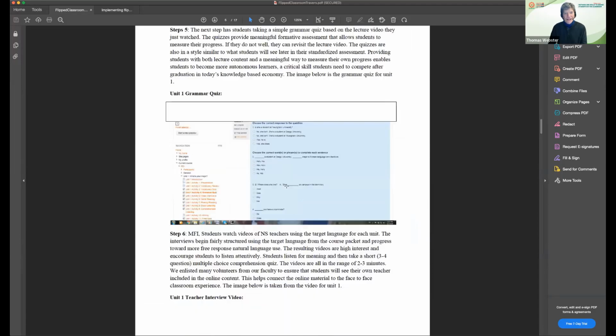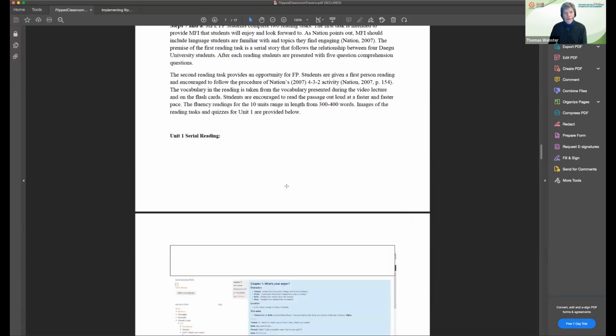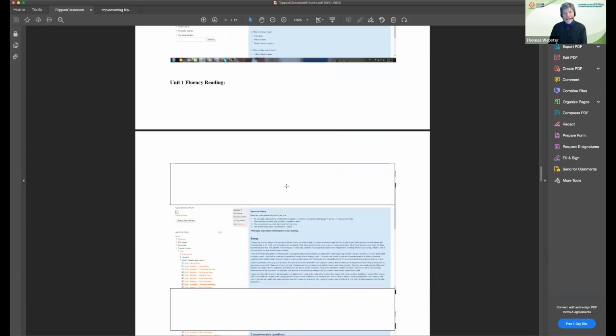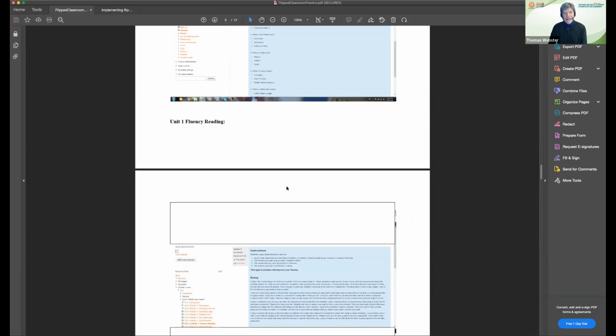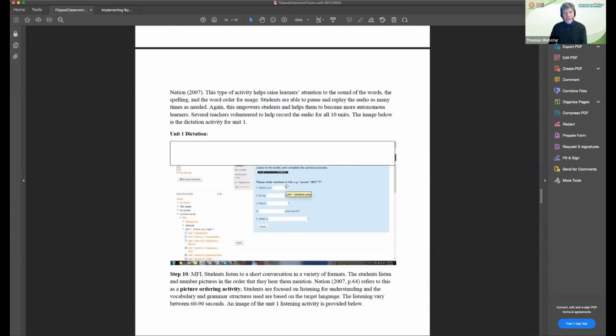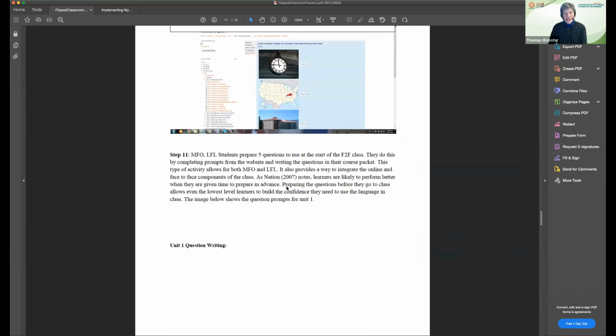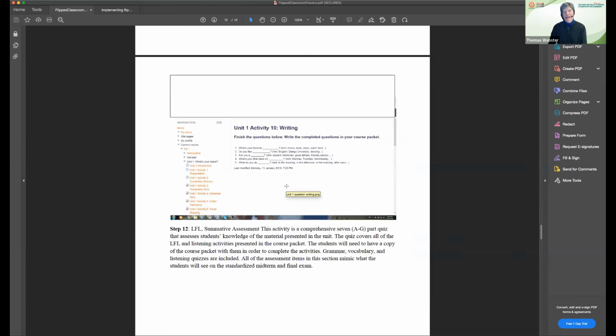And this is a really good example of showing you how you could develop different aspects in your classroom if you wanted to try this, using dictation, again, picture matching activities, again, showing a lot of things that they did in their classroom, okay?